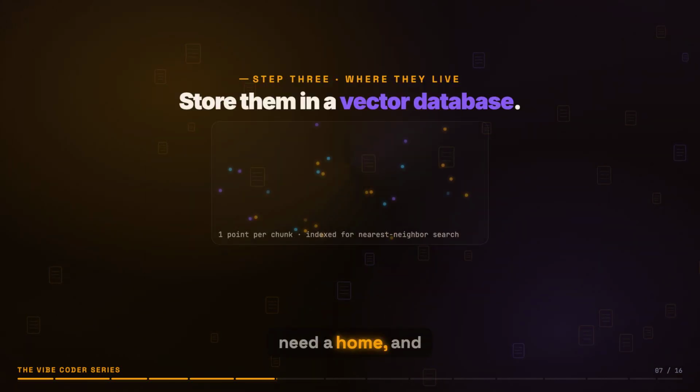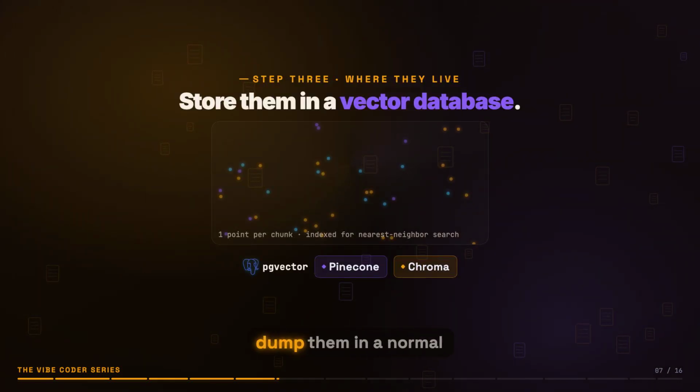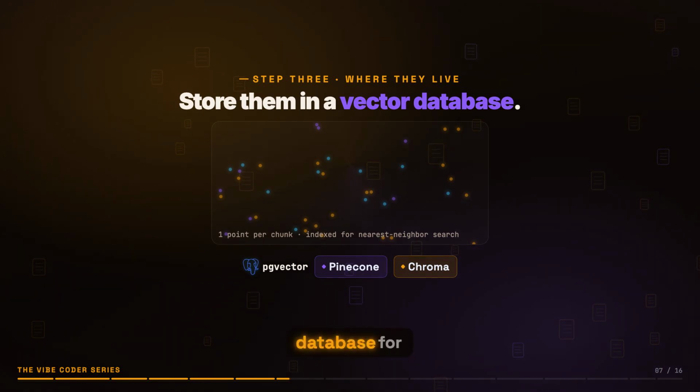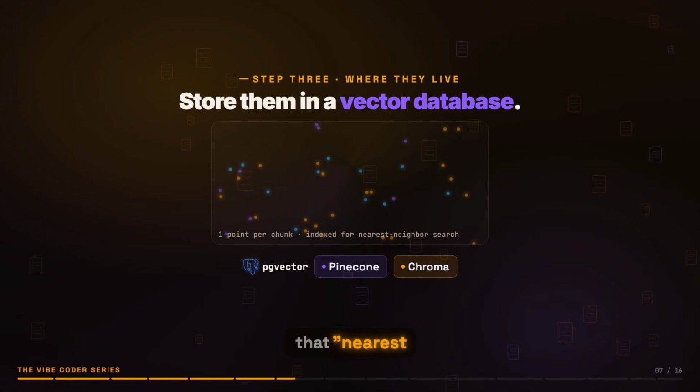Those vectors need a home, and it's a special one. You don't just dump them in a normal database, you put them in a vector database. Its entire job is to store millions of these vectors and, given a new one, find the nearest neighbors almost instantly. Ask a regular database for rows where the meaning is similar, and it has no idea what you mean. A vector database is built for exactly that, nearest neighbor search over meaning at scale in milliseconds.